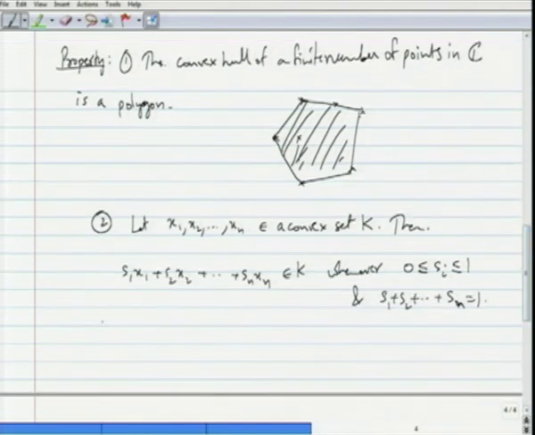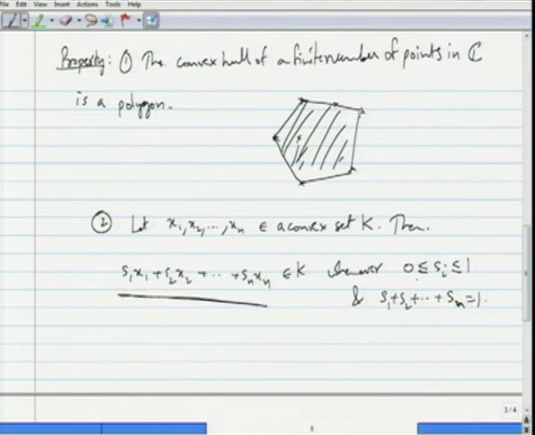So, this is once again easy to prove using the definition of a convex set. One can show that this point, for any values of s like this, belongs to the convex set K, when you start with these points in a convex set K. In particular, if you consider the convex hull of this bunch of points, it is a convex set. And so this kind of combination, where s i's are like this, is also a point in that convex hull.